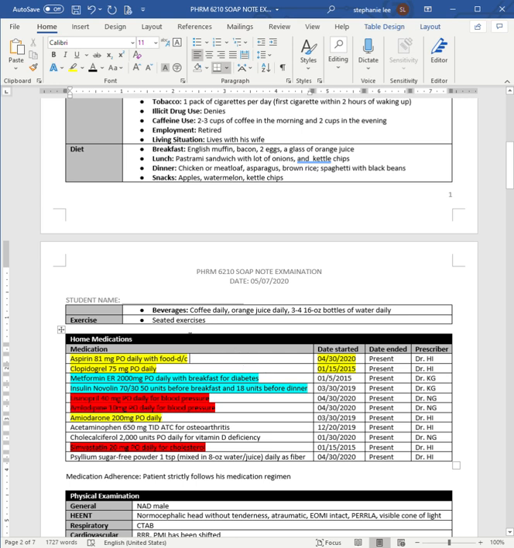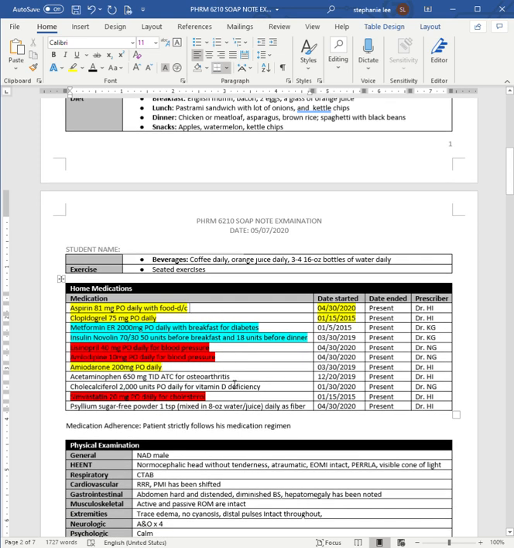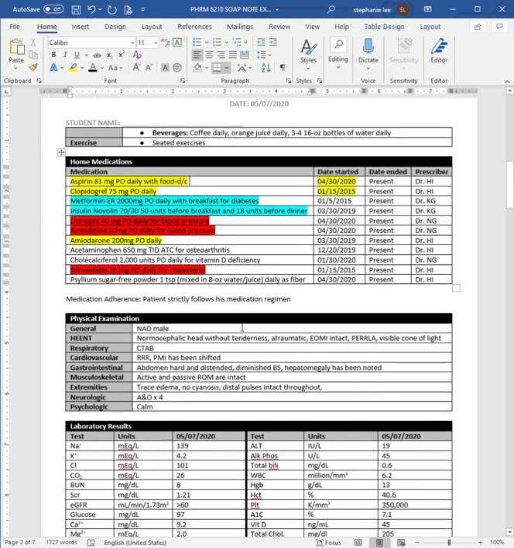So now I have a rough idea of what I want to do with their home medication, and I will go through them one by one later. But by this point, I would put all of these in the assessment box. And I'm not going to do that here for the sake of time.